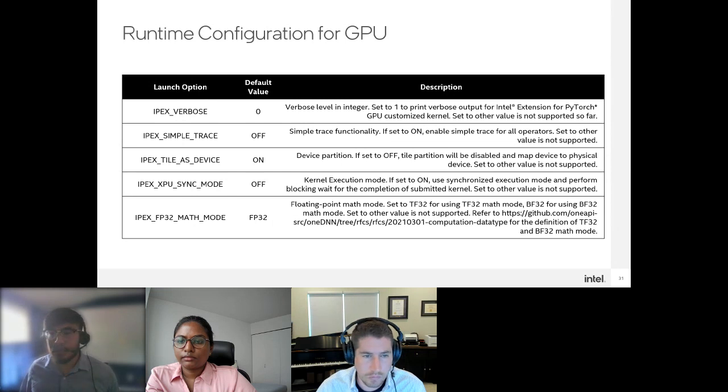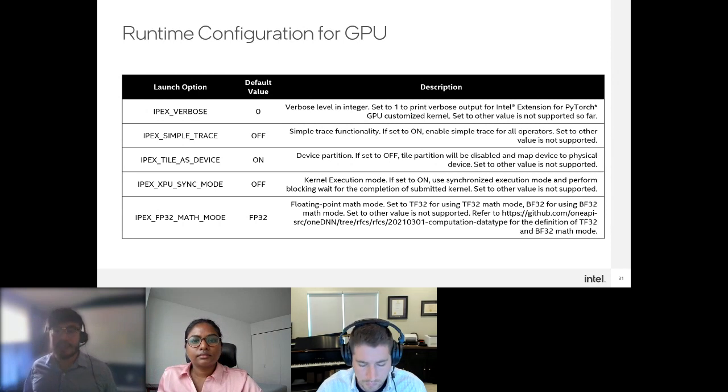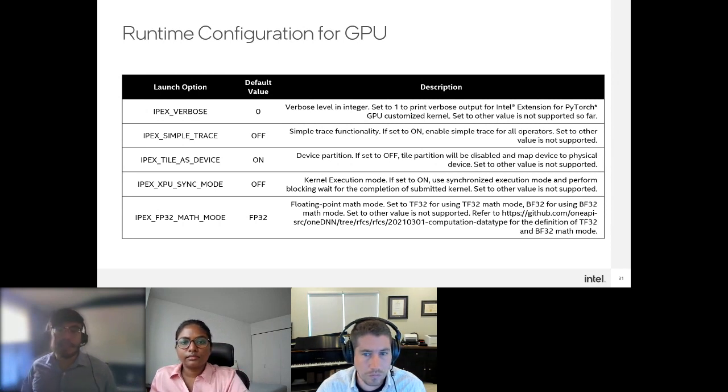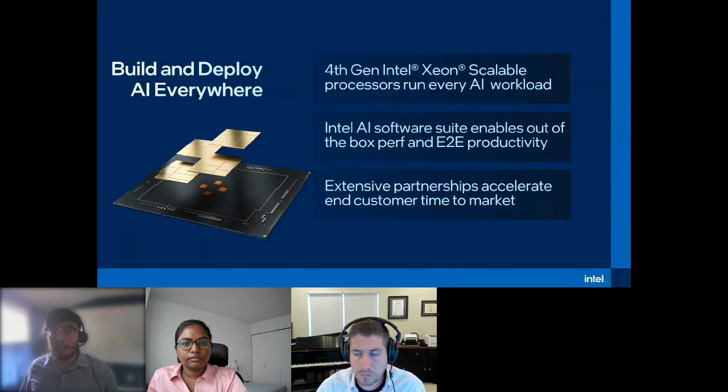Now that I've talked about IPEX and some of the optimizations that we incorporated and how to apply them, I just wanted to briefly switch gears to the latest hardware. This is never meant to be a sales pitch or a hardware announcement, but earlier this year, we released the fourth gen Intel Xeon Scalable processor. The reason I'm bringing this up is because, as I've been saying, our optimizations closely follow our hardware, with the goal being to squeeze out as much performance as possible.